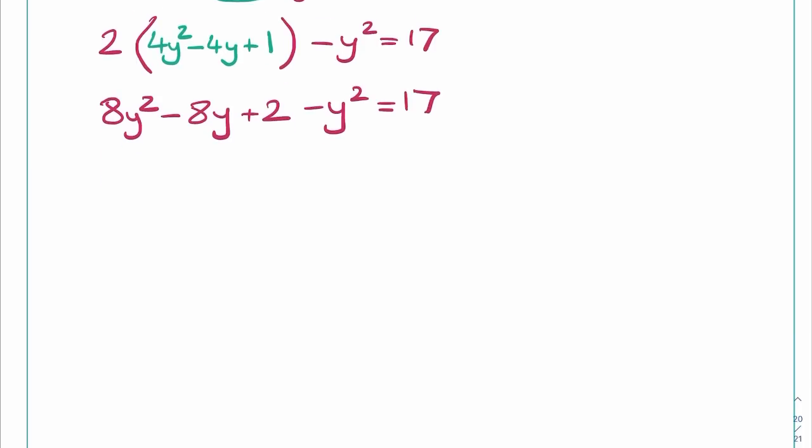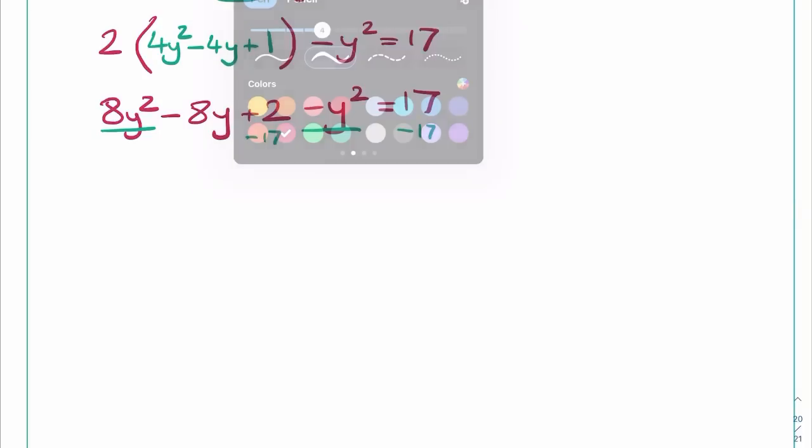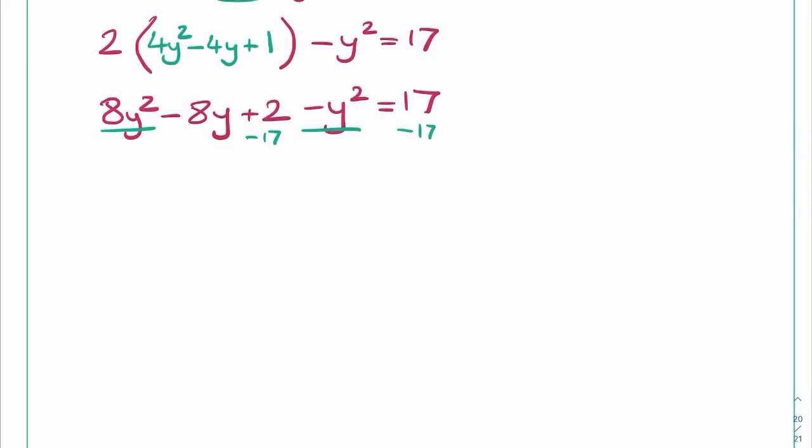We want to join up those y squareds. It seems a bit pointless to write that out in one step, so let's also minus the 17 in the same step, just to reduce the amount of lines we're writing here. So 8y squared minus 1y squared is 7y squared. Minus 8y, that's not changing. And 2 minus 17 is minus 15. It now equals 0, and we can now solve it.